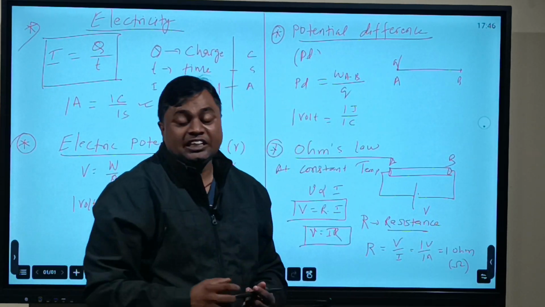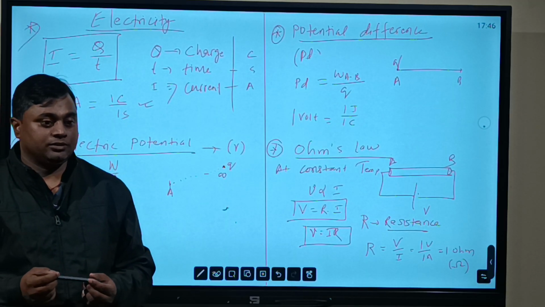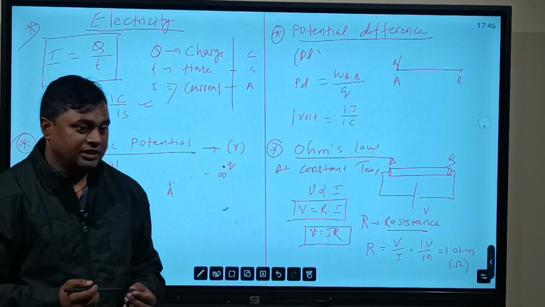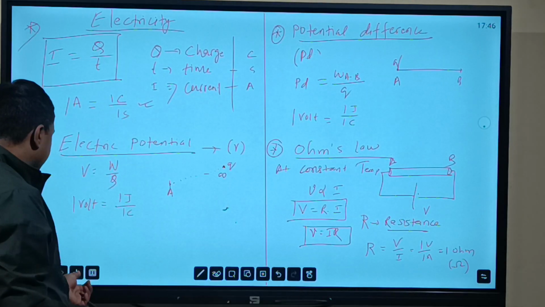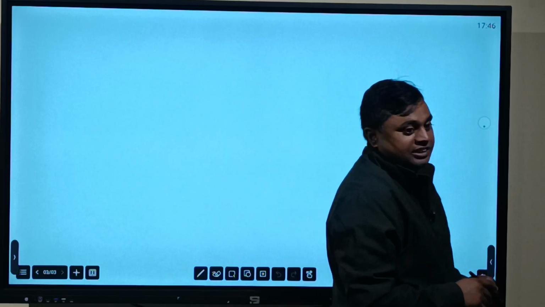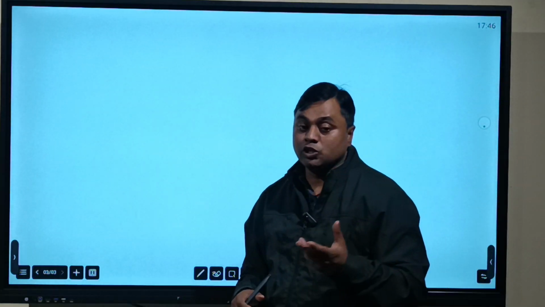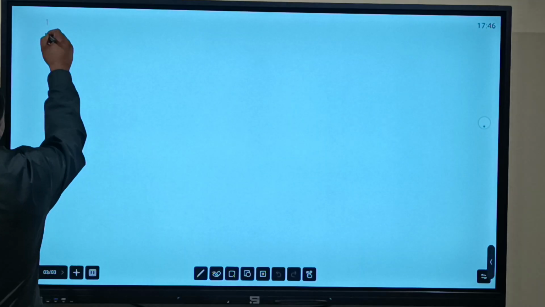Actually, resistance is nothing but the opposition offered to the flow of charges. Is it clear? So they may ask you what is resistance. Next, we'll discuss the factors which affect resistance. There are generally 4 factors. This question also may be asked for 2 to 3 marks. Okay, so factors affecting resistance.